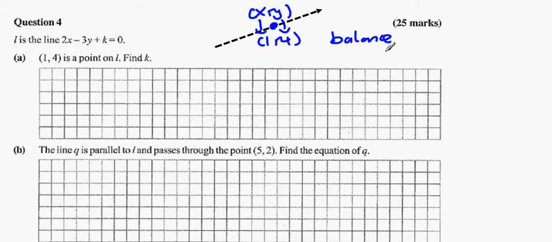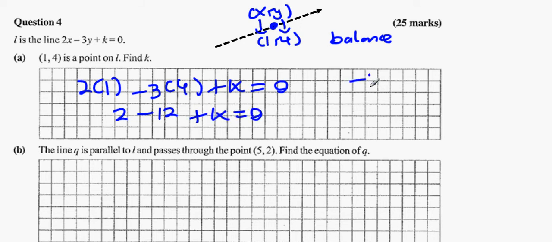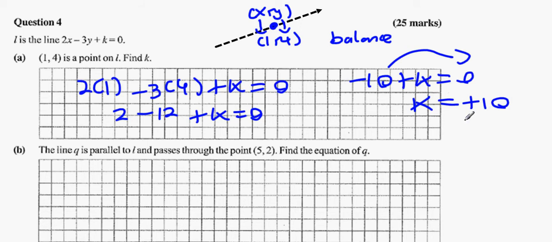So we're going to get 2 times 1 minus 3 times 4 plus k equals 0. We're going to get 2 minus 12 plus k equals 0. Minus 10 plus k equals 0. Minus 10 gets brought over to the other side. k will therefore equal plus 10. So k equals plus 10.